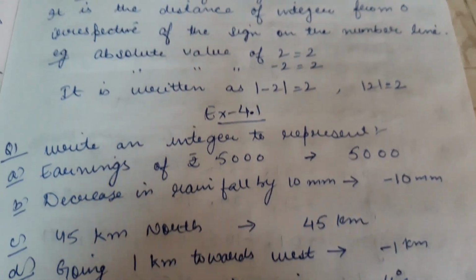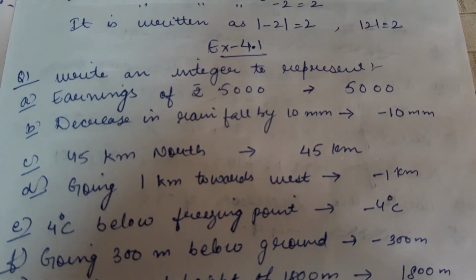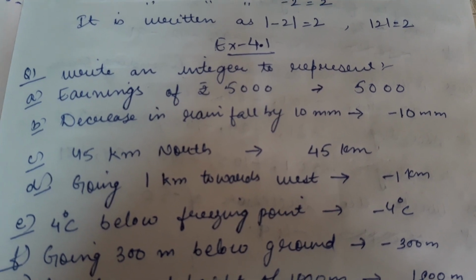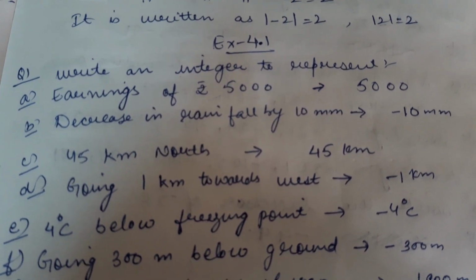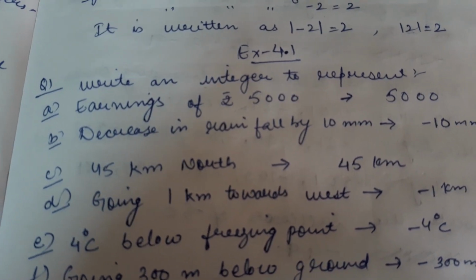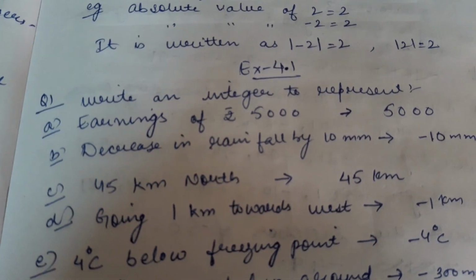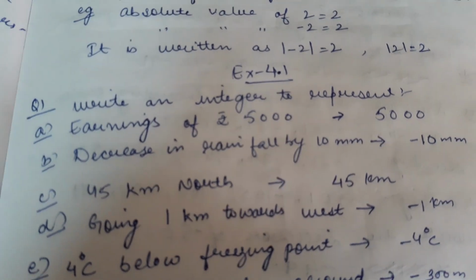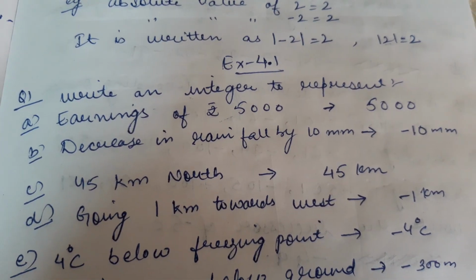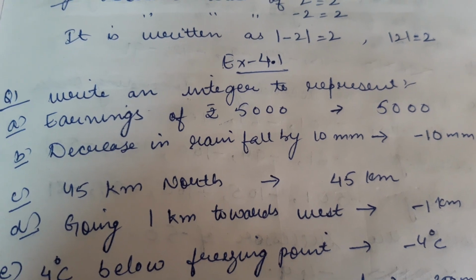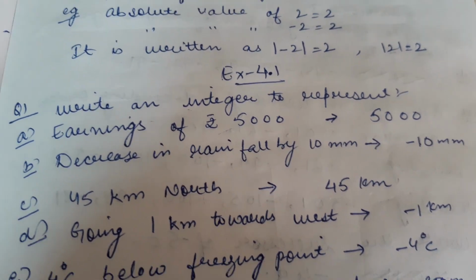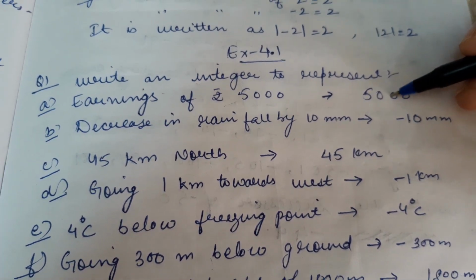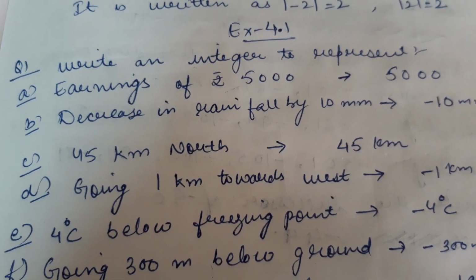Now let us discuss exercise 4.1. Question number 1. Write an integer to represent each part. A: Earnings of rupees 5,000. Now earning means when we gain something, it is being added to our account. So we use the notation for adding into our account. For earning we use positive sign, and if we lose something then we use negative sign. So earning of rupees 5,000 means positive 5,000.